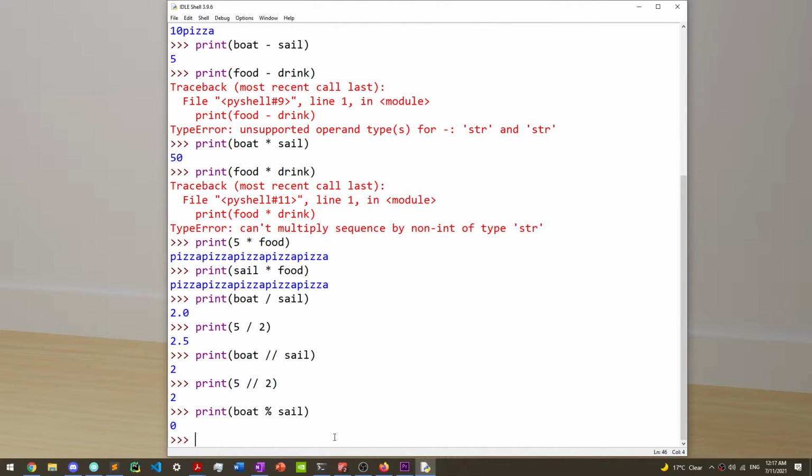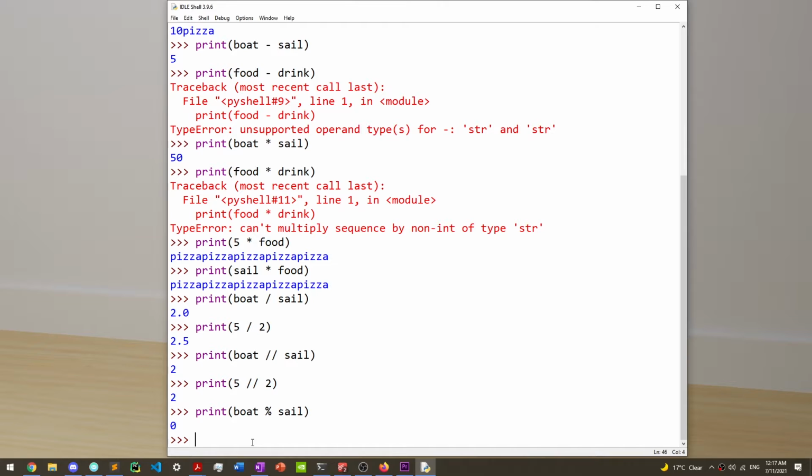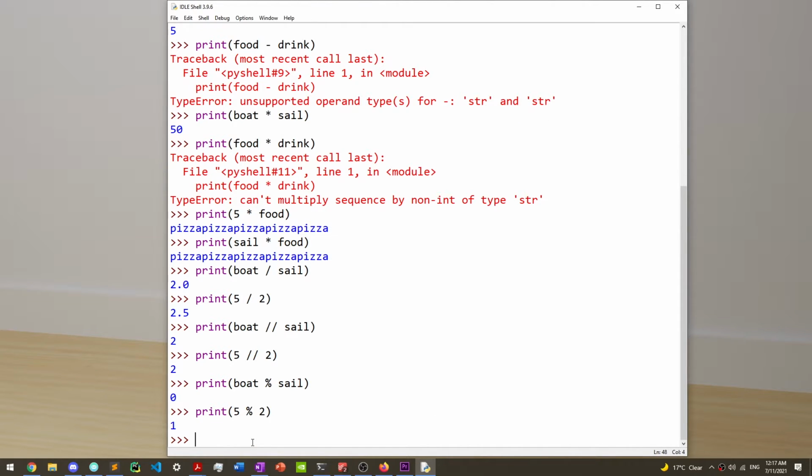So you can see boat modulus sail actually gets a remainder of 0 because 5 goes into 10 exactly twice. Now let's see what happens if we try 5 modulus 2. Well, if we did 5 divided by 2, we would get a quotient of 2, and we would actually get a remainder of 1, right? 2 fits into 5 2 times with 1 left over. And so we would get a result of 1. Now, this modulo sign is very, very important because what happens if we take the negative modulus of a number?